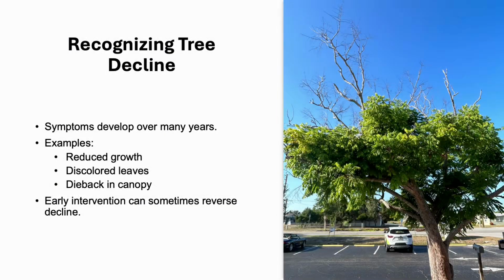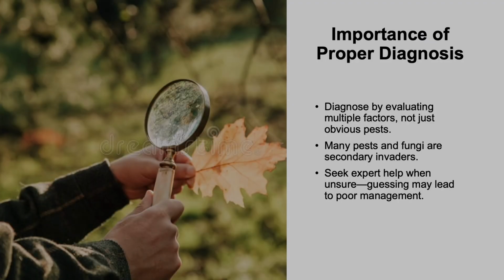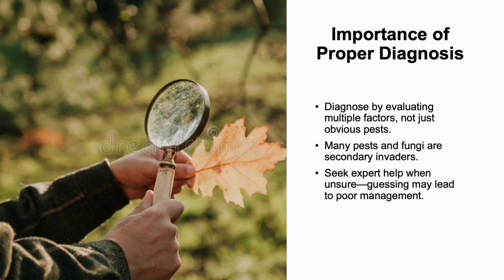Symptoms of decline develop over many years. Common indicators include reduced growth, discolored leaves, and canopy dieback. Early intervention can sometimes reverse the decline. Proper diagnosis involves evaluating multiple factors. Many pests and fungi are secondary invaders that target stressed trees. If you're unsure, seek expert advice. Guessing may result in ineffective management.